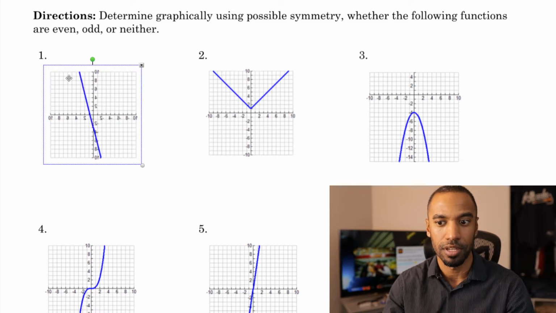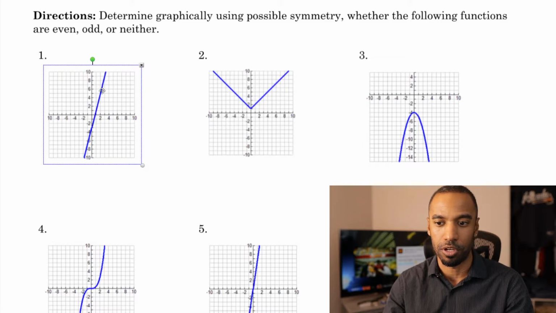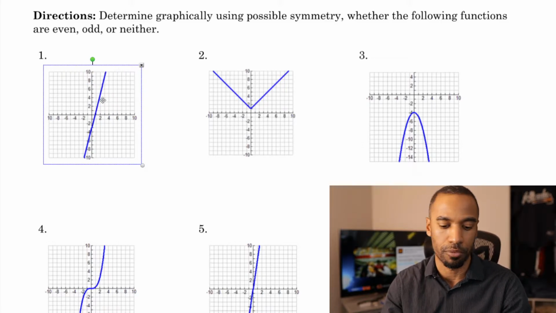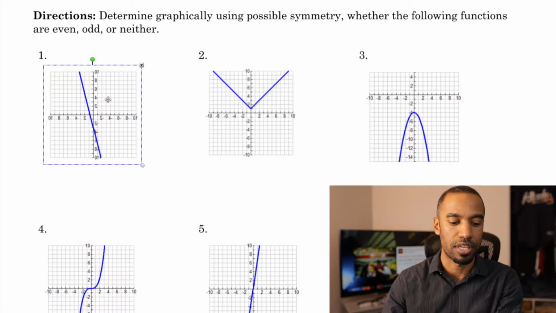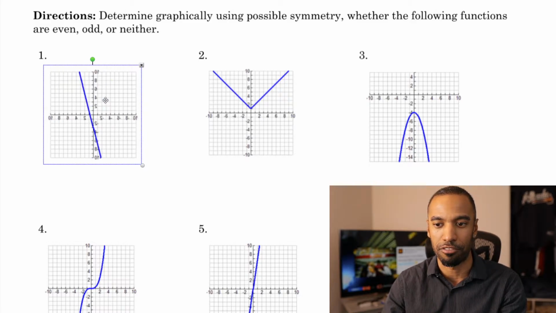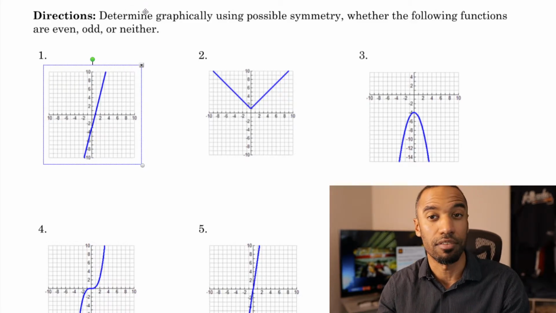Nope, different graph. This graph goes down and right, while this graph goes up and right, or down and left, or whichever way you want to put it. These are different graphs. They are not symmetrical. This is not the same graph both ways. So no, this is not an even function.